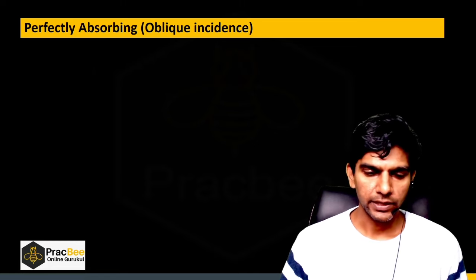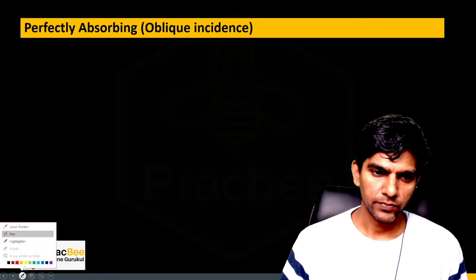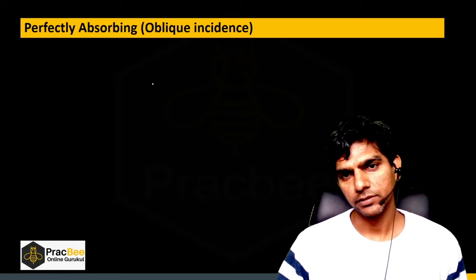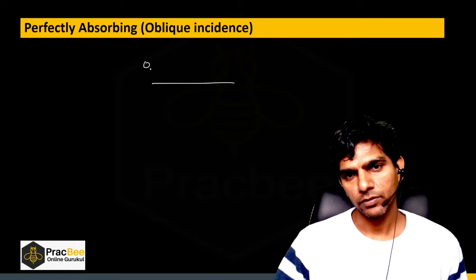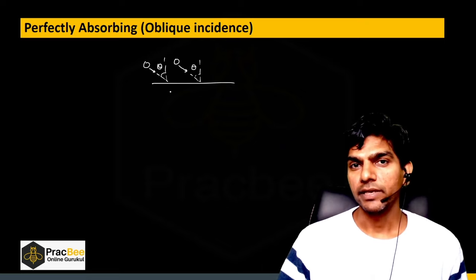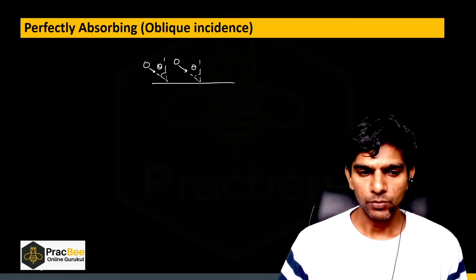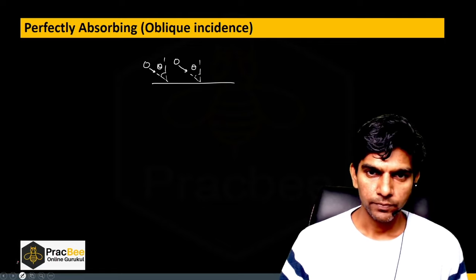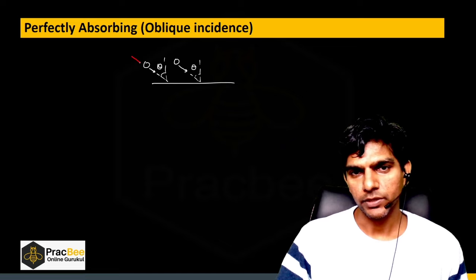Now the case of a perfectly absorbing surface for oblique incidence. There is a surface and photons are being incident like this, and the angle of incidence is theta. And these photons are getting absorbed. So if these are getting absorbed, after collision we can say the momentum of the photon is getting changed in this particular direction, right?